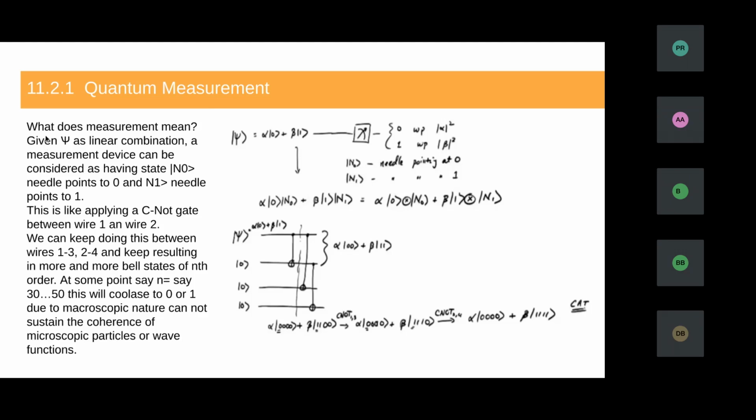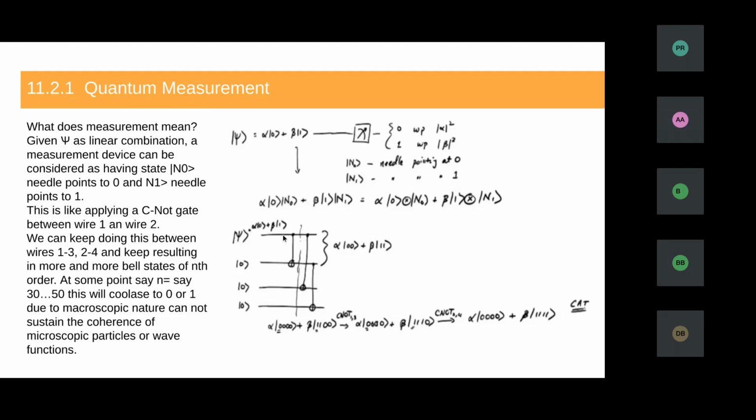So basically what we are saying is, what does measurement mean here? Because at the end of the day, you are measuring something, and the measurement needs some device. Assume that you have a device, it could be one of the physical appliances, which is aligned with the z axis, so we call it a z basis measurement. If it is aligned with the x axis, we call it an x basis measurement. Assuming that we have a needle with a measurement, this is equivalent to applying a CNOT gate between wire 1 and 2. Why this?